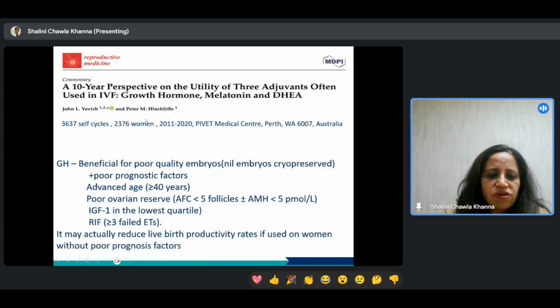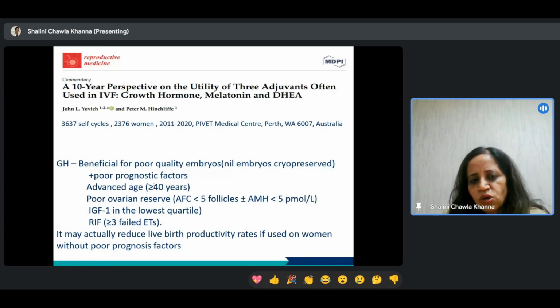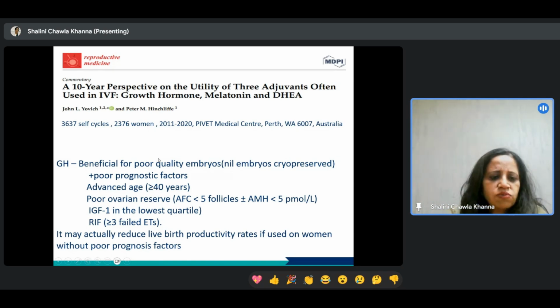So, we have to be very, very particular, right, left, and center. We say, okay, this patient meets Bologna criteria, and we just start adding growth hormone, DHEA, or testosterone. We have to be very, very selective in using all these agents because they might do more harm than benefit. Because that is what their observational study showed, that it may actually reduce the live birth probability rate if used on a woman with poor prognostic factors.